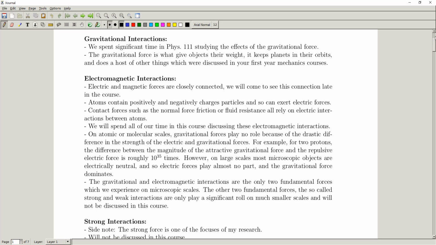Atoms contain positively and negatively charged particles, and so these atoms can exert electric forces, and we're going to take a look at that here in a moment.